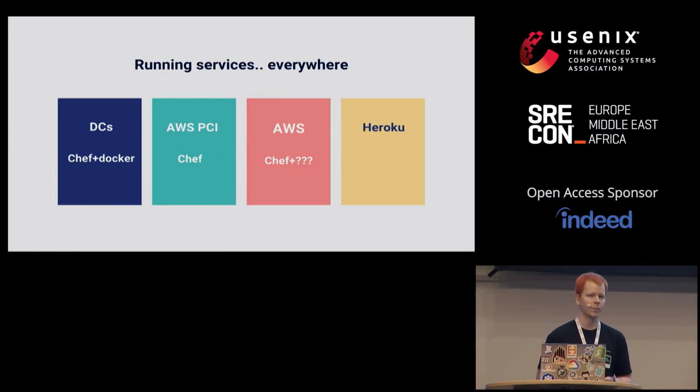So we ended up in a situation like this. We had our own data centers. We were using Chef as a configuration management tool, and we were also running Docker in there. We were actually one of the first non-trivial production users of Docker, and we really loved that technology. In addition to that, we had a PCI environment in AWS that was using just Chef, not Docker. Then we had various different environments in AWS that were using Chef, maybe Docker, maybe something else.